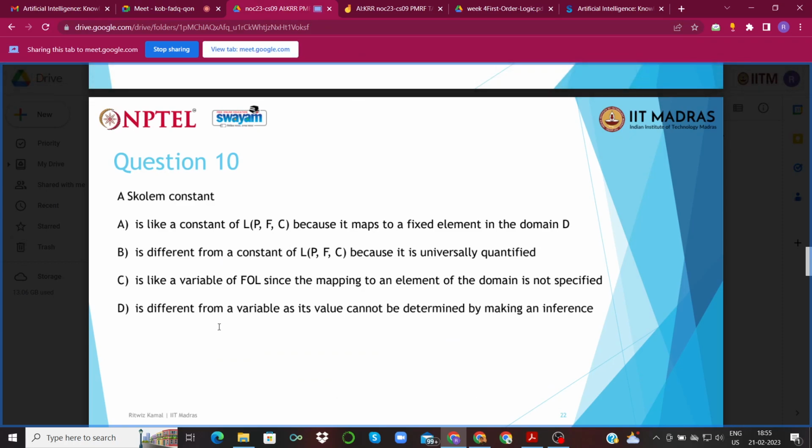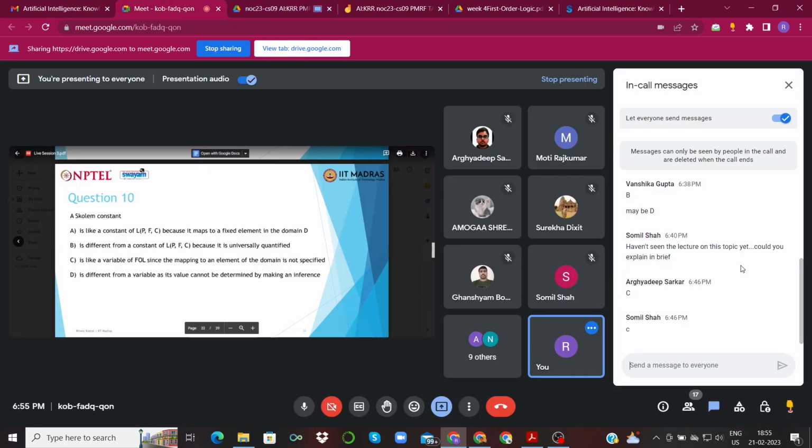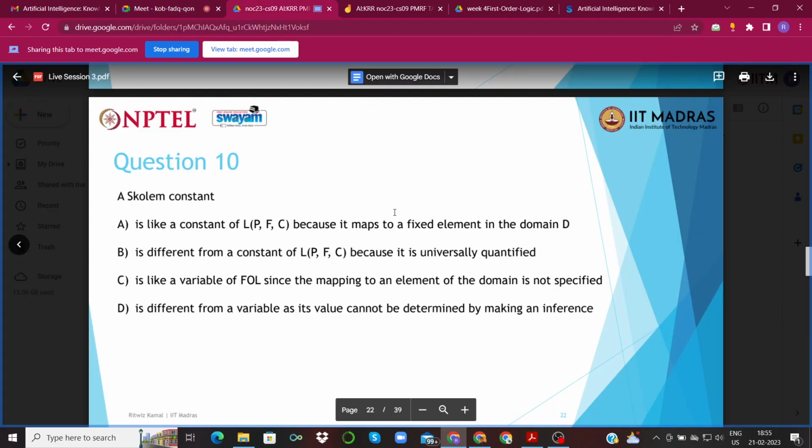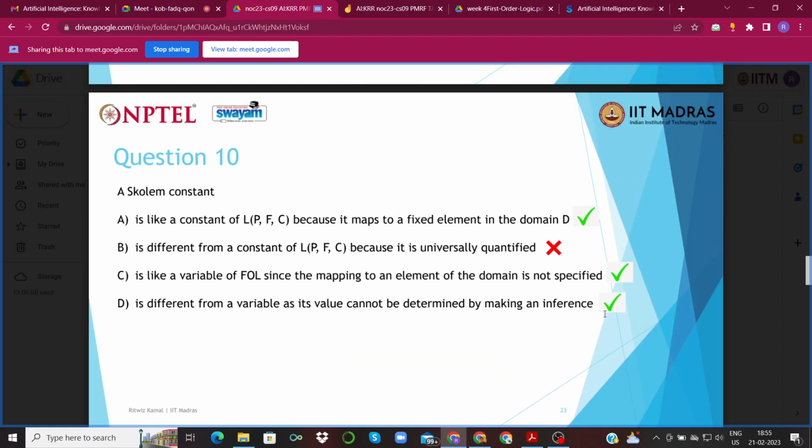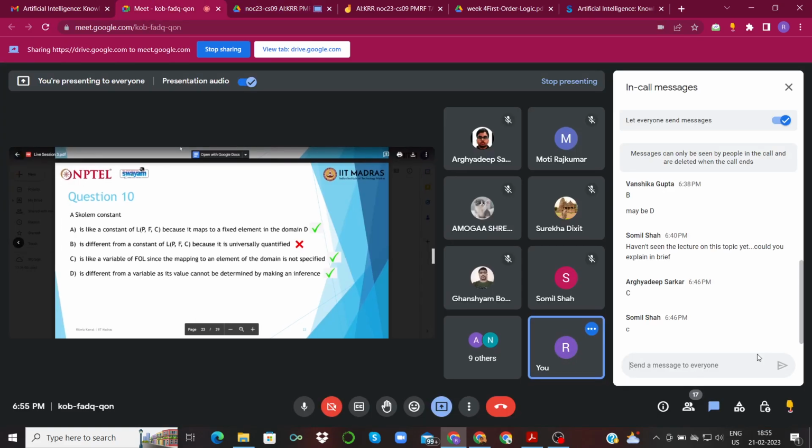It is also different from a variable, right? Because its value cannot be determined by making an inference. Remember, we are replacing this z with a Skolem constant. So in this case, B is the only incorrect option, and A, C and D are correct. Any issues about this particular question?